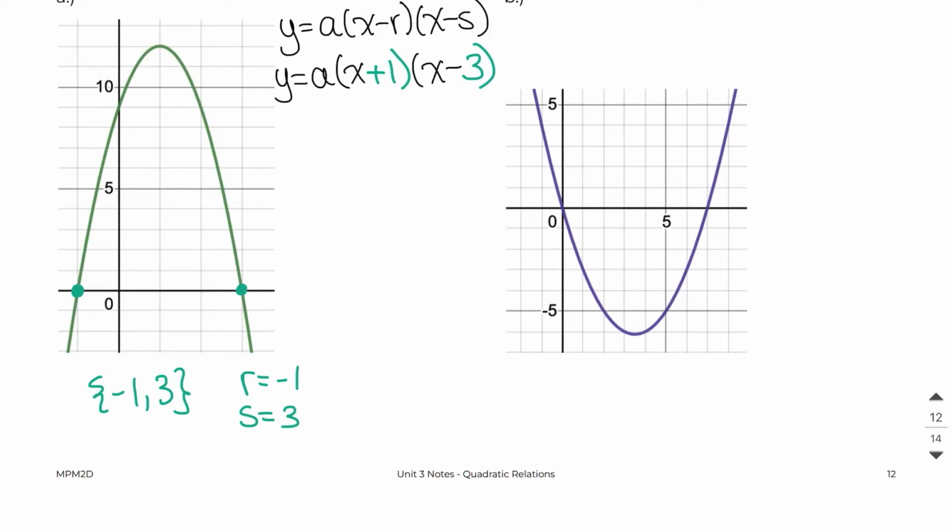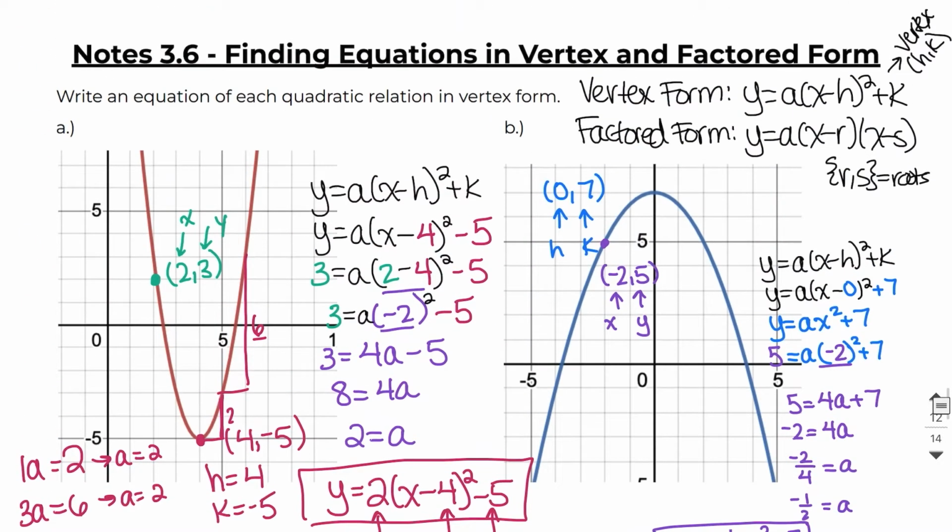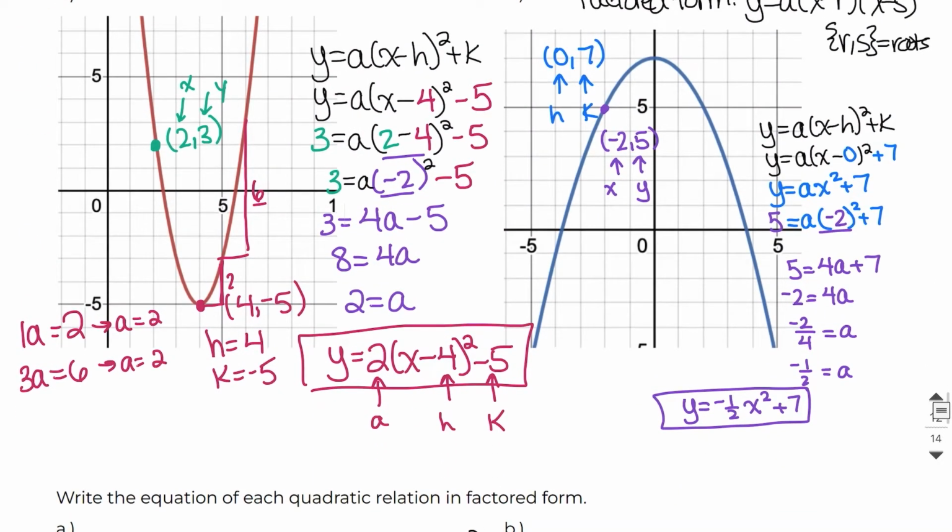Again, same thing. I know the r, I know the s, but I do not know the a. So I have to pick a point to plug in and solve for a. To do this, I can pick any point that I want as long as it's not a root. And by the way, in this example up here, to solve for a, I can choose any point I want as long as it's not the vertex because I've already used the vertex.